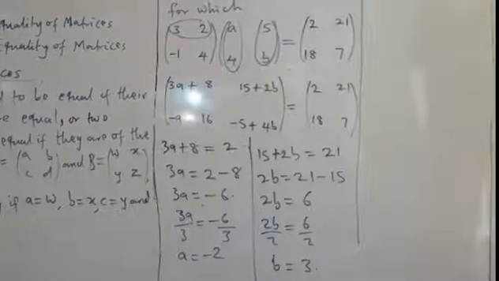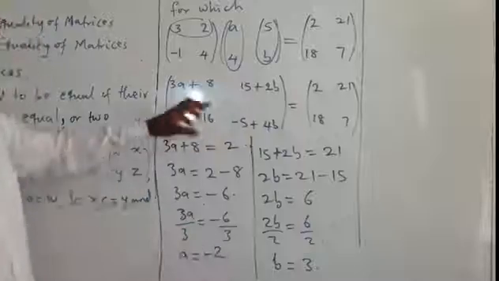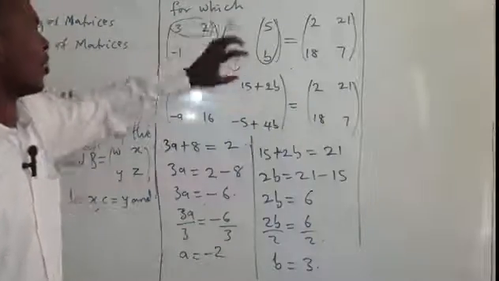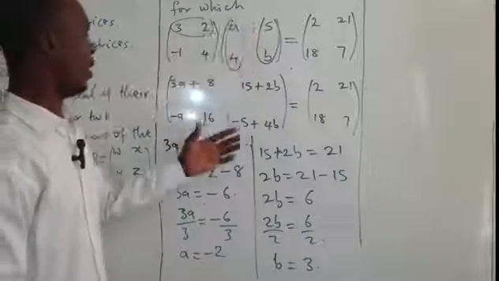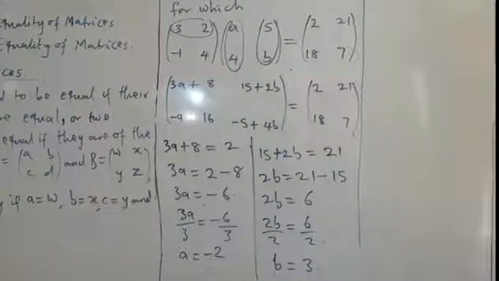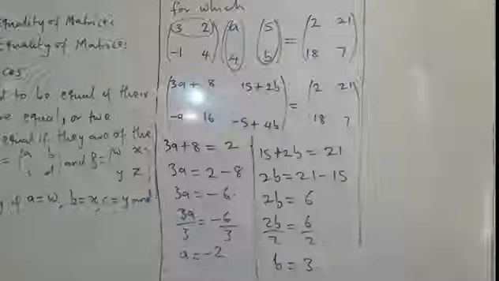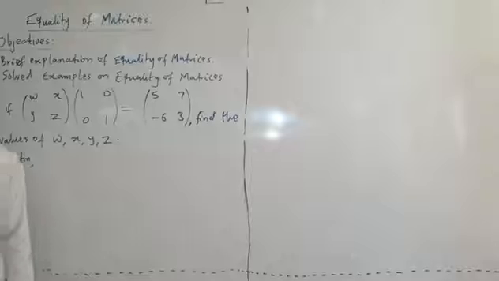I think this equality of matrices leads to what? Just like simultaneous equations. From here we solve for the multiplication, then after multiplication, we equate the corresponding elements. So this is the solution to the first example. Example 2.